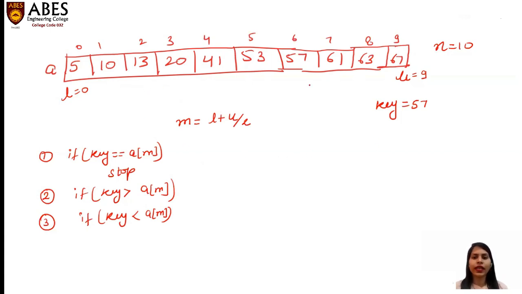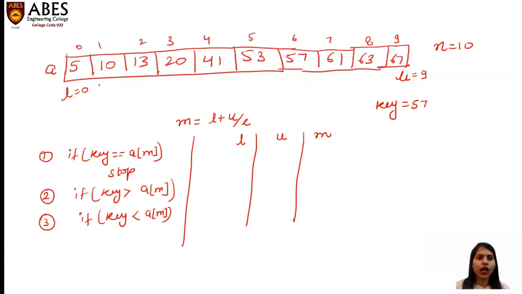Right? Now we take this example. Here I'm writing the left value, lower bound, upper bound, and the middle. Presently we have an array of 10 elements. Lower value is 0, upper value is 9. We find the middle value, lower plus upper by 2, and we will take the floor value. So it is 4. 4 is the middle position and the middle element is 41.